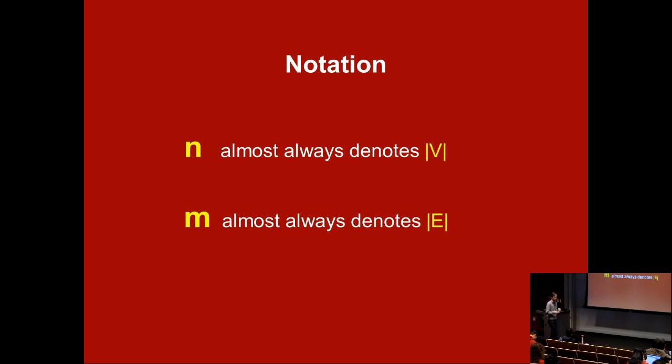Okay, some notation that's very, very commonly used. We almost always write n for the cardinality of V, the number of vertices, and we almost always write m for the number of edges. So much so that we might not always even mention it. You should mention it if you're writing your homework, but usually if it's an unspoken situation, then that's what n and m mean.